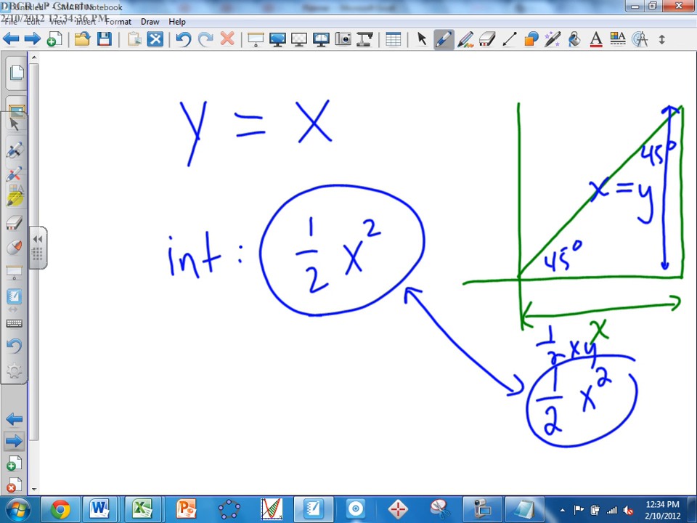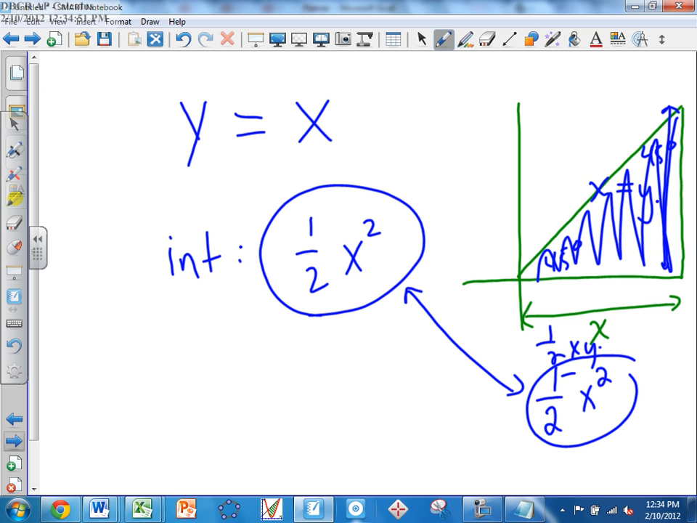Again, take a look at this. You have 1/2 x times y, right? But y is really x. So you have 1/2 x times x. So we look under the curve, right? And this is the area underneath this curve. That's what we're shading in right now. That area, well, you get 1/2 x squared.